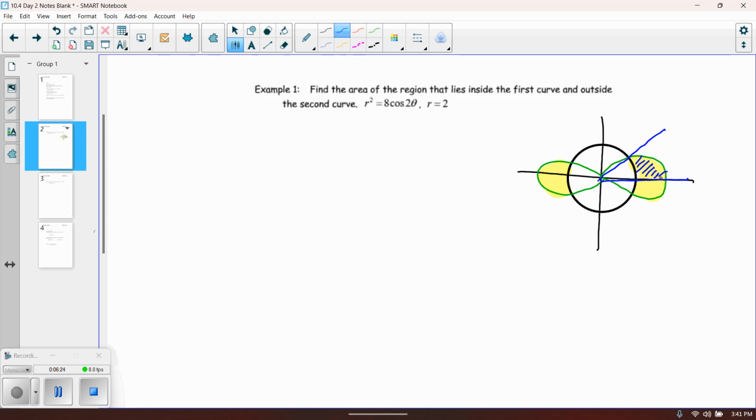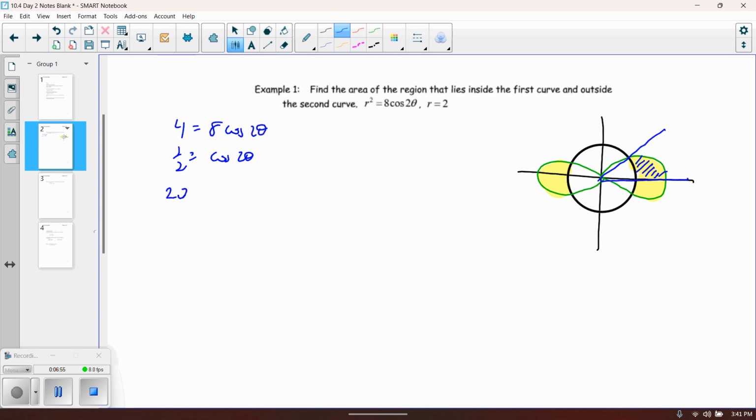So we're going to go ahead and solve this for the intersection of the two. Now, the thing is, we're not setting r values equal to each other, although you can. Really, the first one already is r squared, so I'm just going to substitute r equals 2 into r, and what we're going to get is 4 equals 8 cosine of 2 theta. And now we'll solve for theta. So we'll divide by 8. 1/2 is cosine of 2 theta.